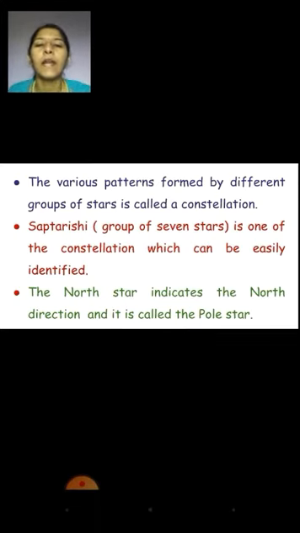Okay. Now we are going to see what the North Star is. In early days, people used to see the stars and move around. So the North Star always indicates the north direction, and it is also called the pole star. The North Star indicates the north direction and it is called the pole star. Okay.